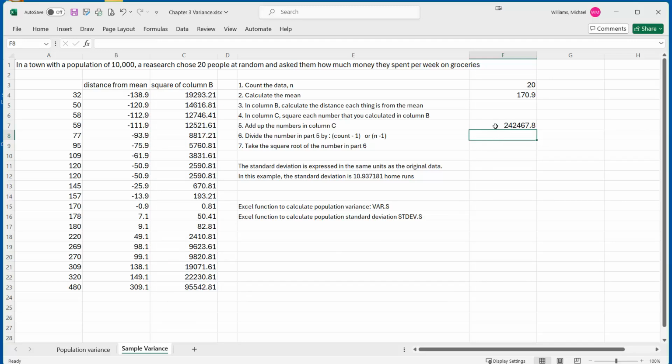These are squared dollars. Squared dollars don't make any sense. Divide the number in part 5 by count minus 1, or n minus 1. In this case, we're going to divide by 19. 20 is the count, minus 1 is 19. So we do equals this number divided by, put the parentheses, here's n, that's the count, minus 1, close it up.